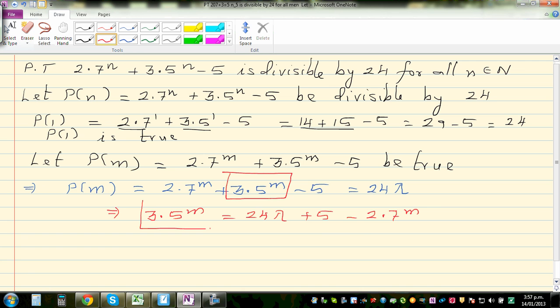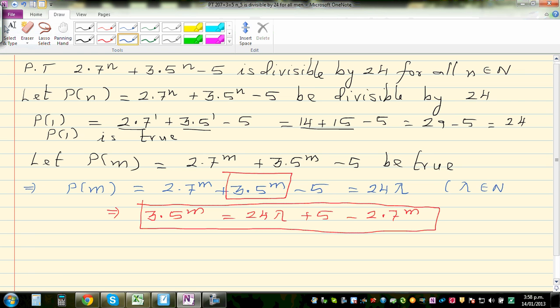Okay, so let me repeat myself. There's nothing wrong in repeating. What I'm saying is, when you say that P of m is true, what we are saying is P of m is divisible by 24. And if P of m is divisible by 24, that expression P of m is a multiple of 24, and that's why I wrote 24 lambda, where lambda is a natural number. Lambda belongs to N, which is the natural numbers.